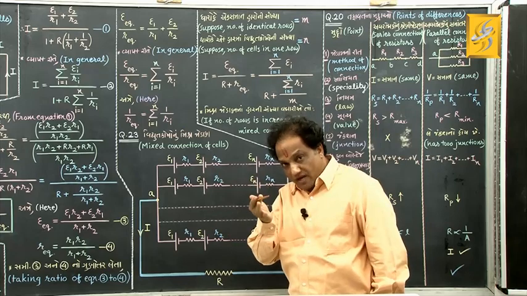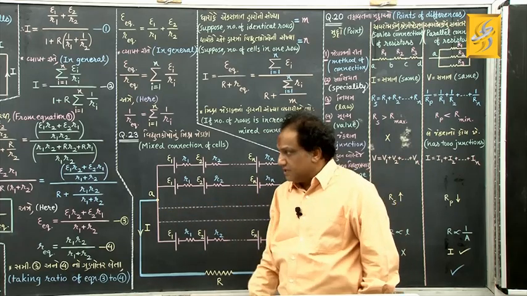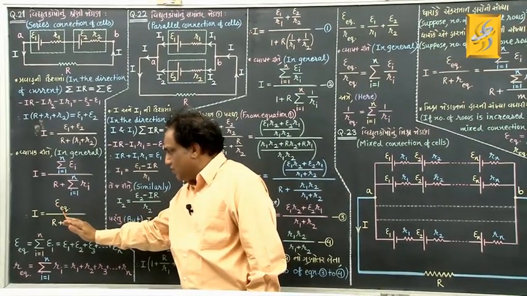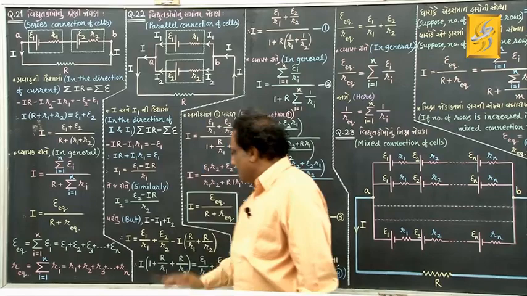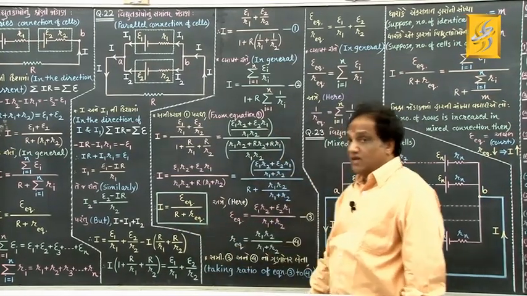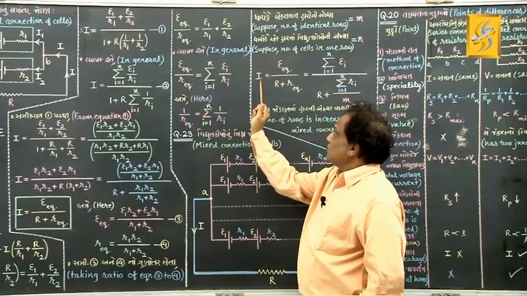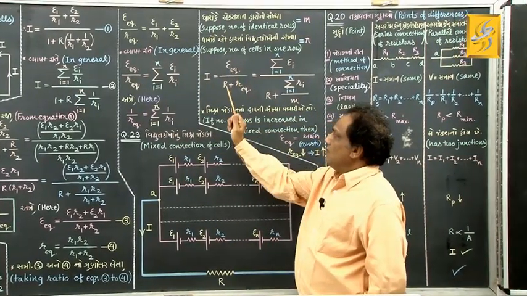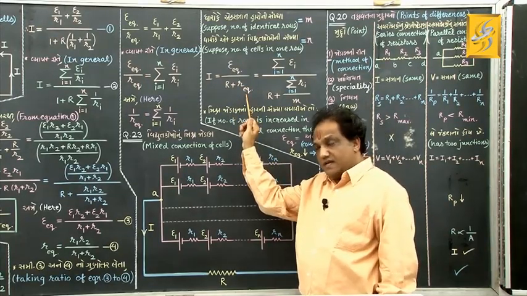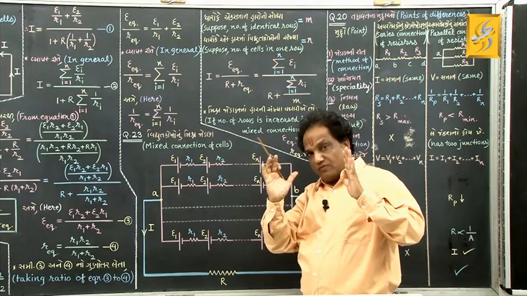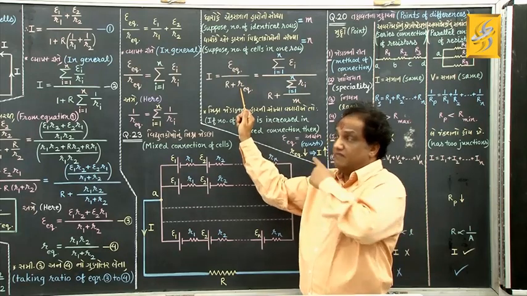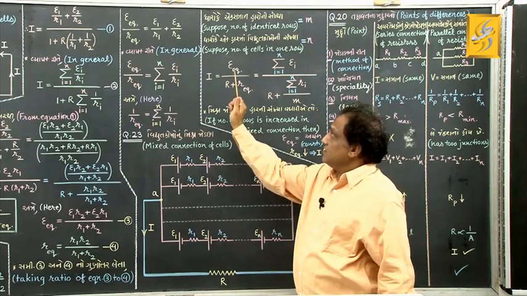The total current formula, so far we have derived 2 times. The general expression is: I equals E_eq upon R plus R_eq. Same formula we are using once again. I equals E_eq upon R plus R_eq. Correct? But though the structure of the formula is same, these two terms are different in different cases. What is this and what is this?